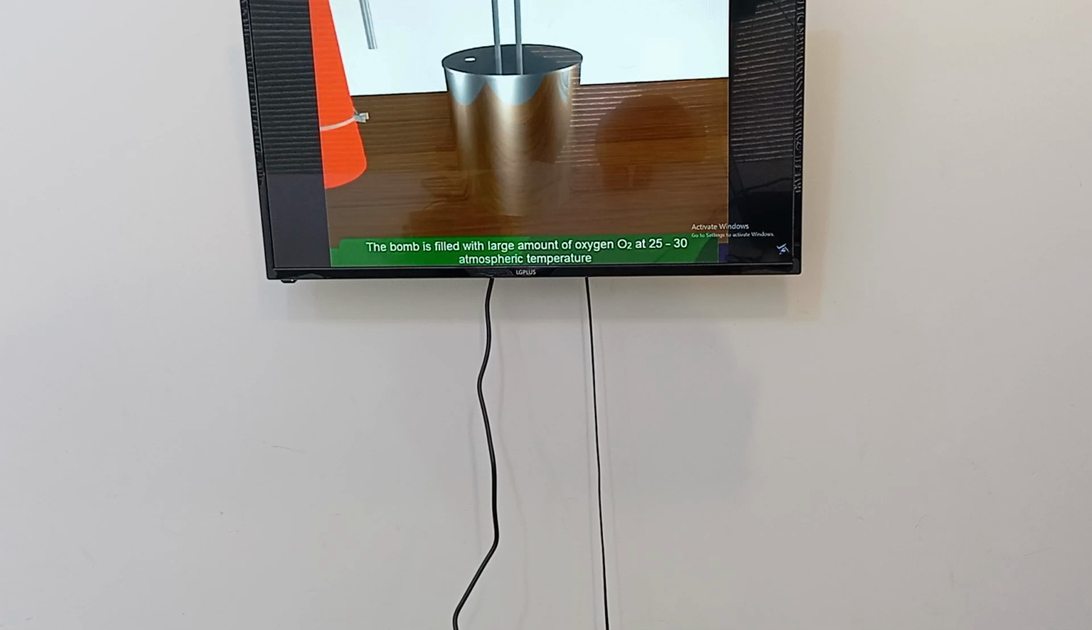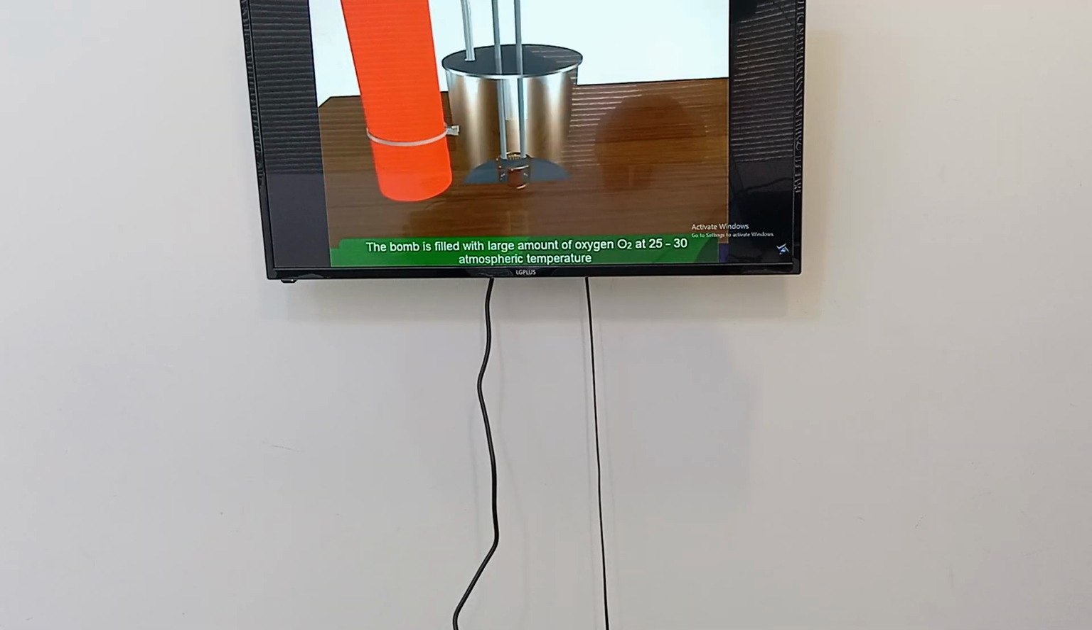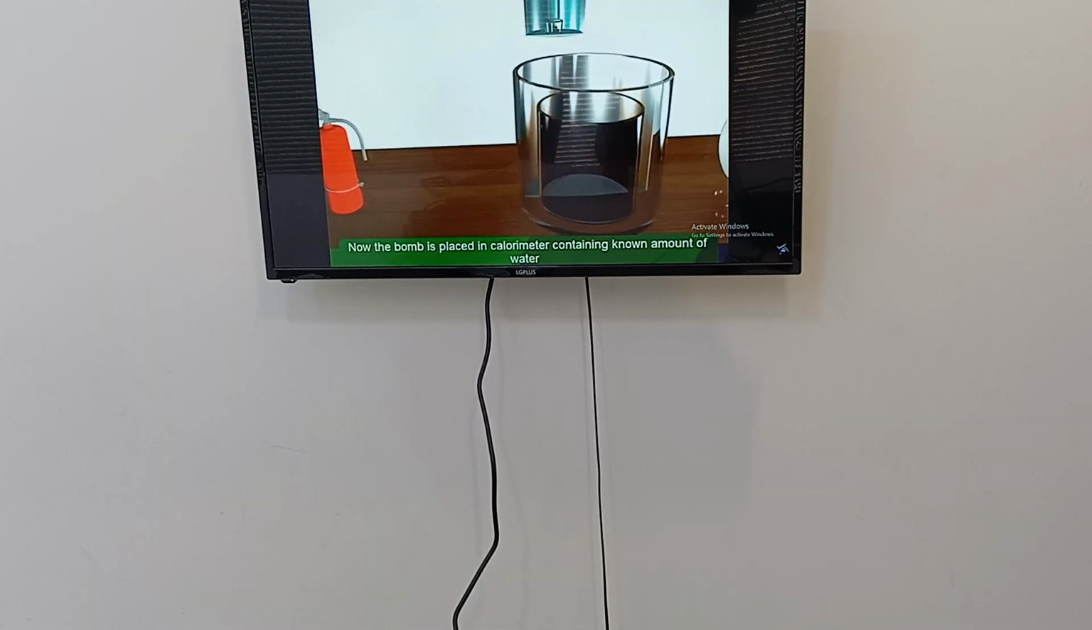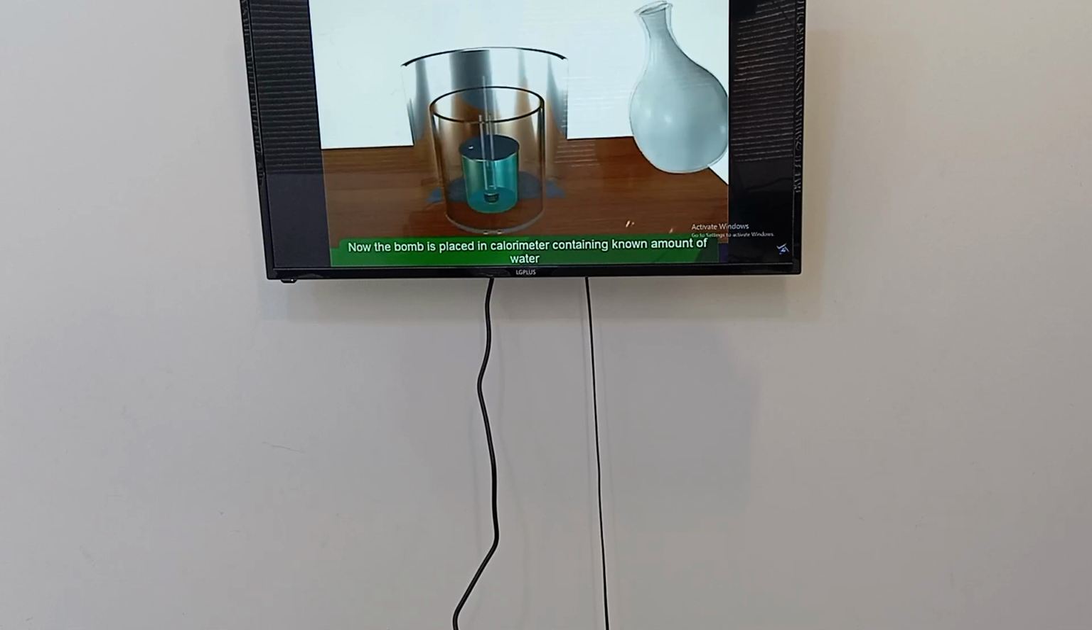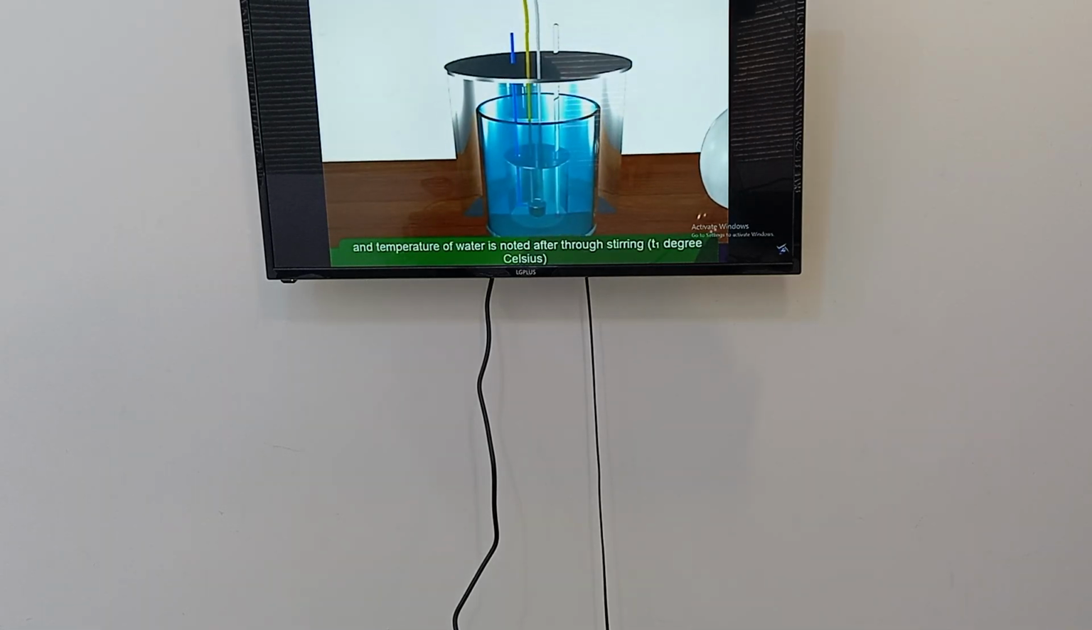The bomb is filled with a large amount of oxygen, O2, at 25 to 30 atmospheric pressure. Now, the bomb is placed in a calorimeter containing a known amount of water. The temperature of the water is noted after thorough stirring, that is T1 degrees Celsius. The apparatus is fully covered with the help of a lid having a stirrer, Beckmann thermometer and battery wires attached to it.